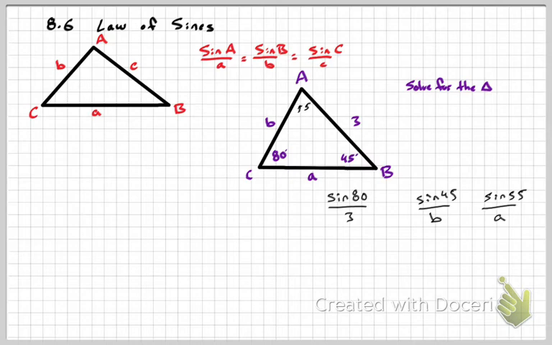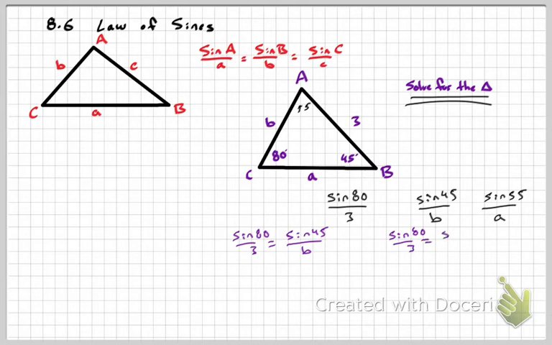Once we have all three ratios set up like this, if we're asked to solve the triangle, I believe in the homework you're just finding a missing side or a missing angle, we can use that complete ratio just like a scale factor to solve for all the other stuff. So I know that the sine of 80 over 3 is going to be equal to the sine of 45 over b. And I would make another equation using that sine of 80 over 3, and make it equal to the sine of 55 over a.